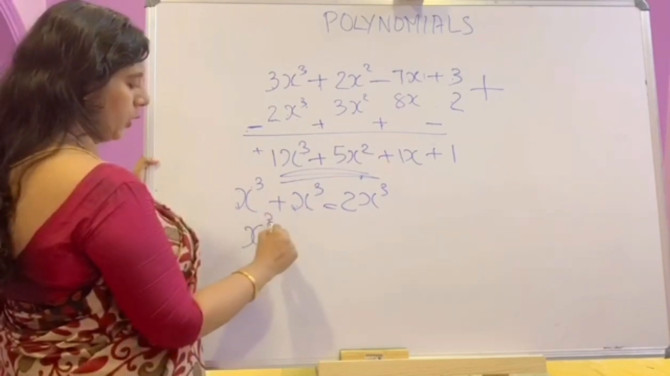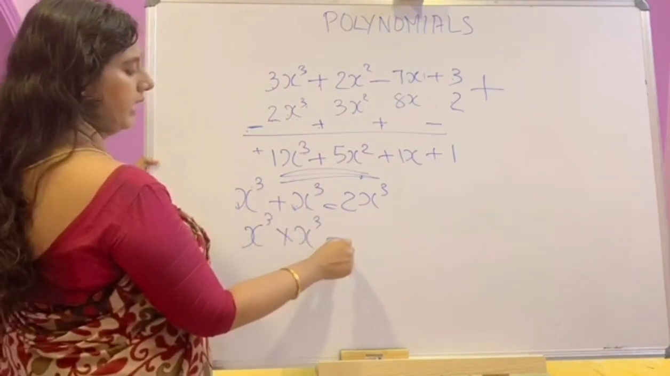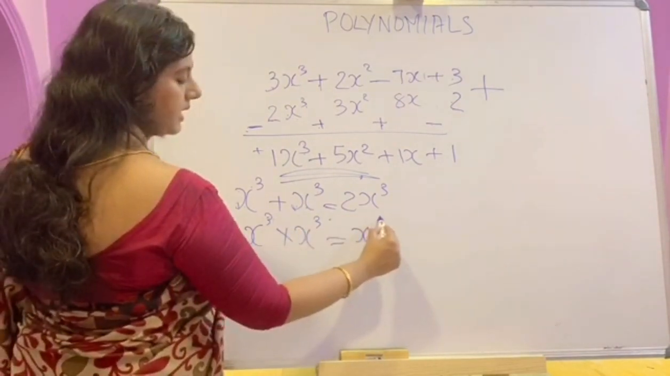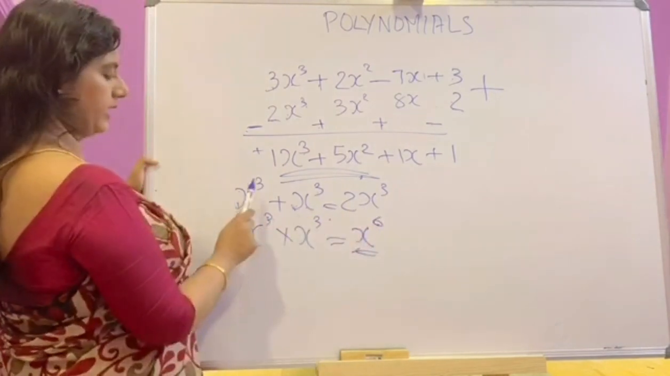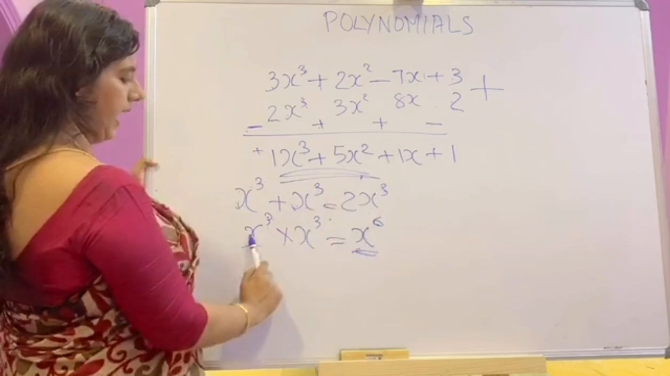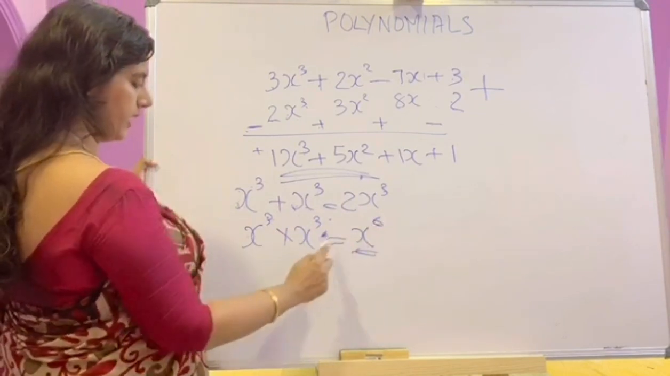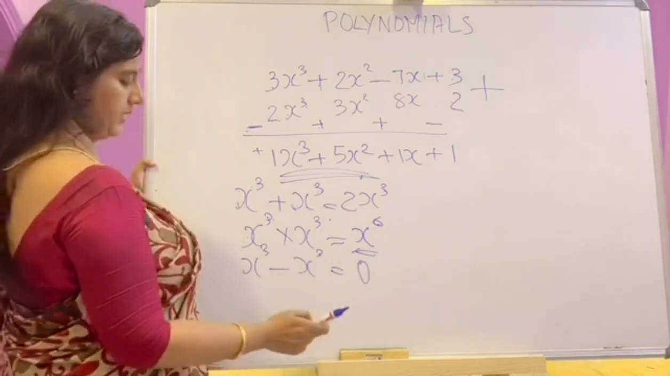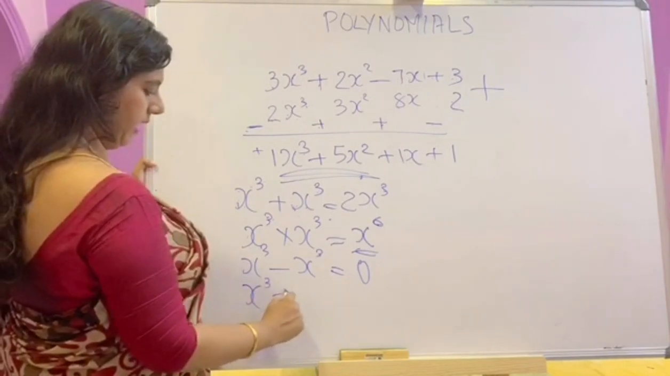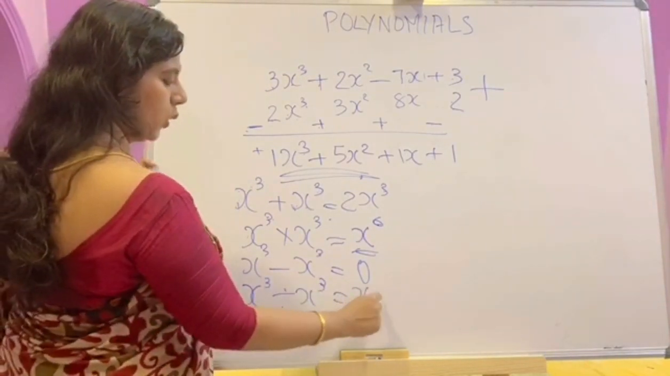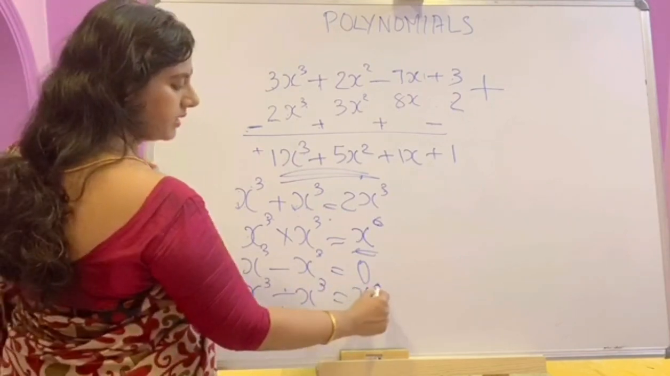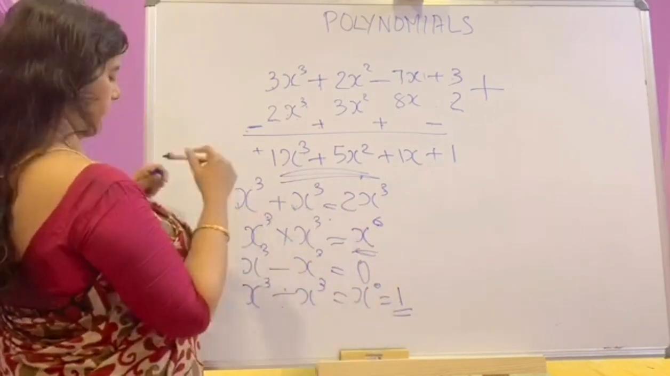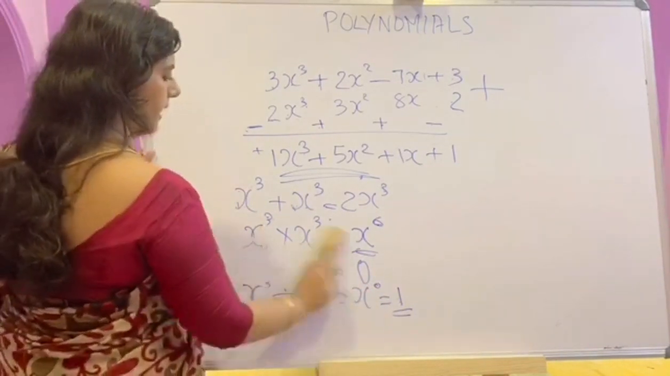But if it was x cube into x cube, then as I told you before, you will write x raised to 3 plus 3, that is 6. The answer is x raised to 6. X cube plus x cube is 2x cube. X cube into x cube is x raised to 6. X cube minus x cube is 0. Or x cube divided by x cube is x raised to 3 minus 3. 3 minus 3 is 0, x raised to 0 is equal to 1. Any number raised to 0 is 1. These are all some basics.